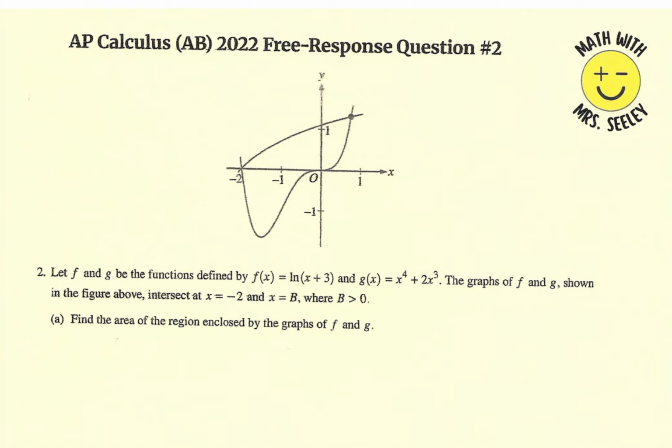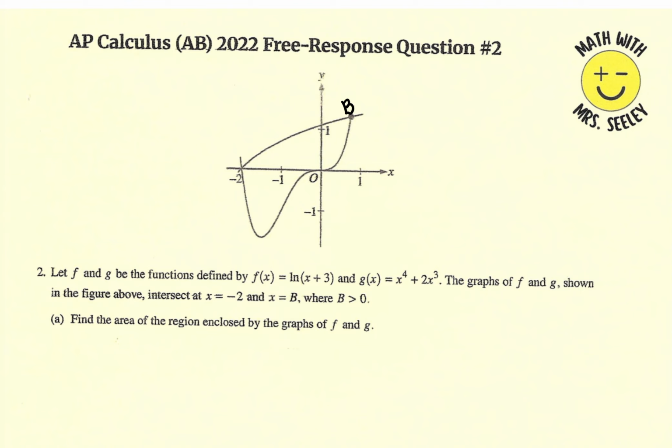Let's get started on this 2022 free response question number 2. For this question, we're given this graph and told that we have two functions, f of x and g of x, that intersect at x equals negative 2, as we can clearly see, and some other point b. Part A says to find the area of the region enclosed by the two curves, or the two graphs.